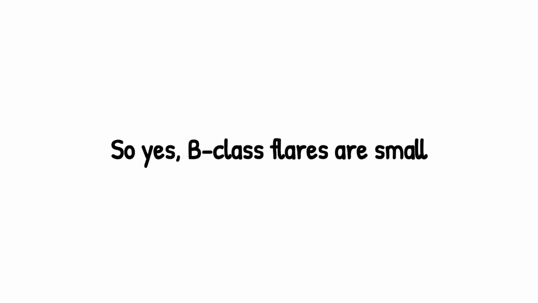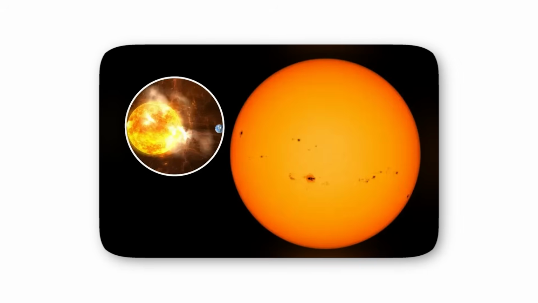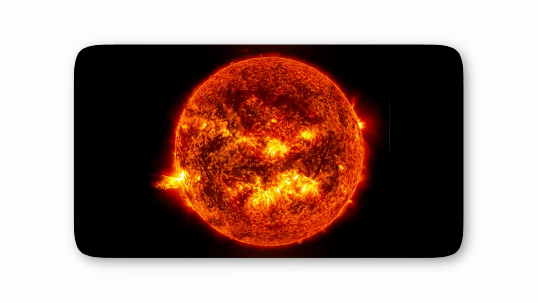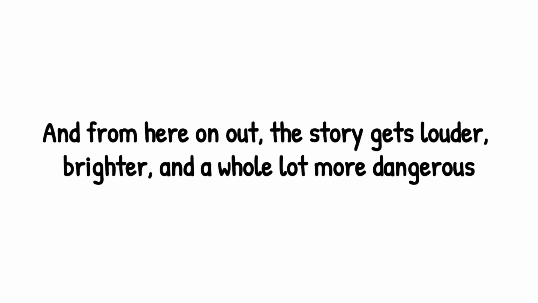So, yes, B-class flares are small. They're not the disaster movies. They're not the apocalyptic scenarios. Yet they mark the first time the sun's temper starts brushing against our world. And from here on out, the story gets louder, brighter, and a whole lot more dangerous.